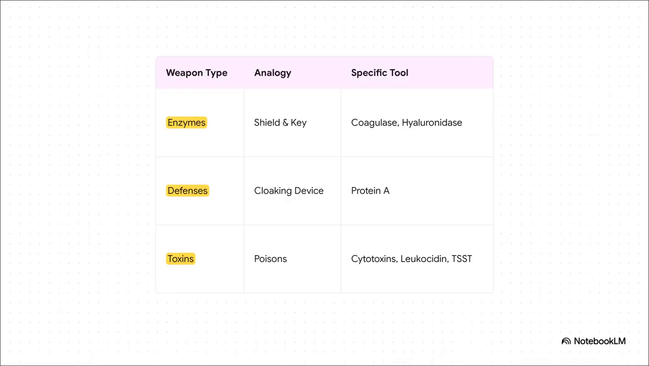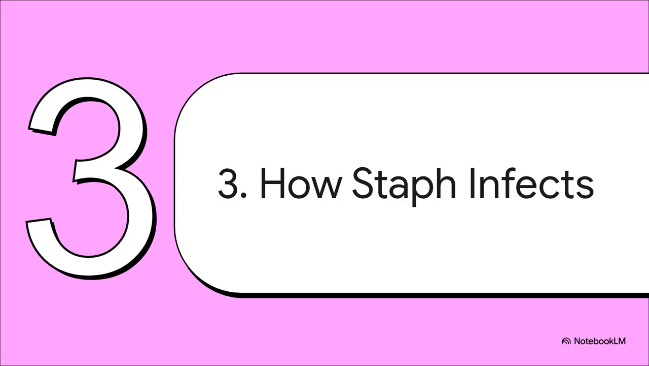And Staph's arsenal is just brilliantly strategic. It uses enzymes like coagulase to literally build itself a fortress out of our own blood clots. It has defenses like protein A that act as a cloaking device, making it invisible to our immune system. And if it does get caught, it unleashes toxins, actual poisons that destroy our cells and turn the whole battlefield in its favor. So, with an arsenal like that, Staph is obviously ready for battle. So, let's take a look at its invasion plan, step by step.